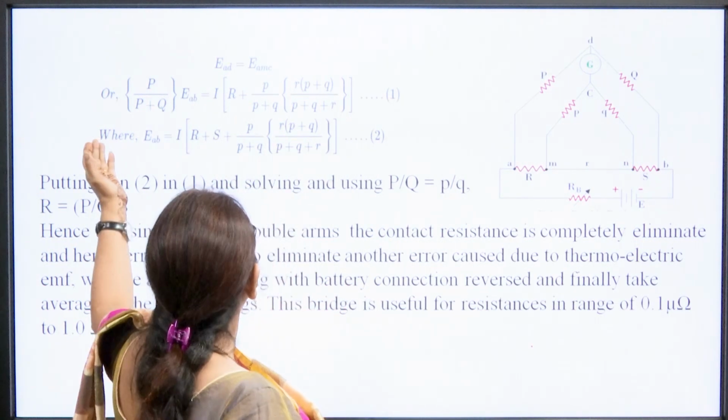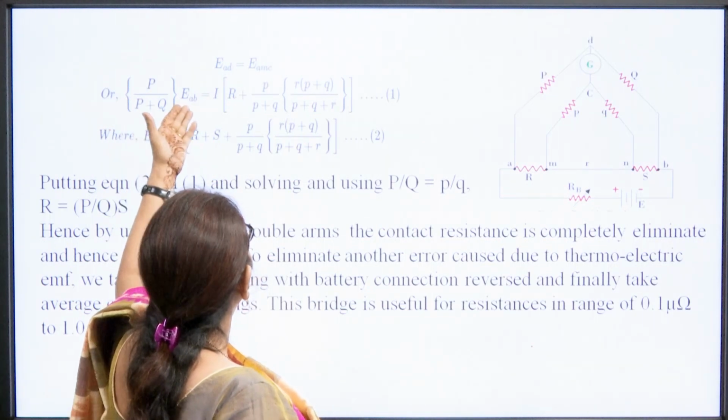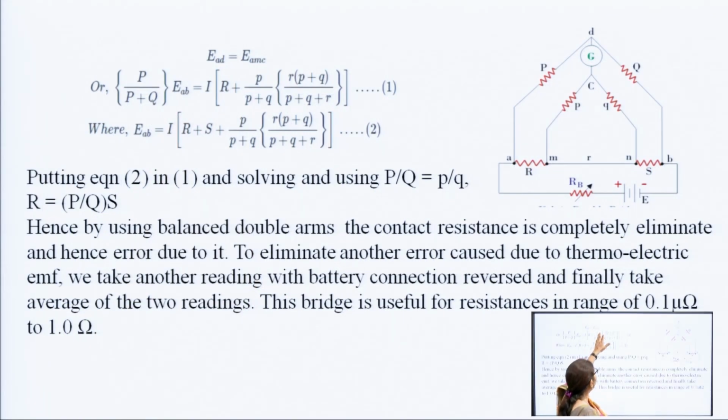Again, the EAD is equivalent to EAMC, the same voltage. So, we put the value of EAD that we calculated in the previous slide, so it is P by P plus Q into EAB. Now, the EAMC: A, M and then C. We have to find out this voltage. This voltage is equivalent to the voltage across A and D, because both are in parallel when the bridge is in balance condition.